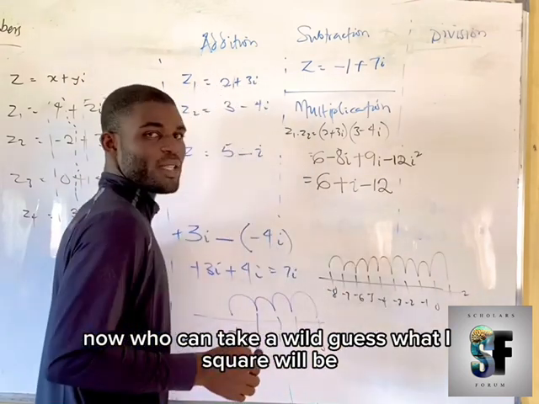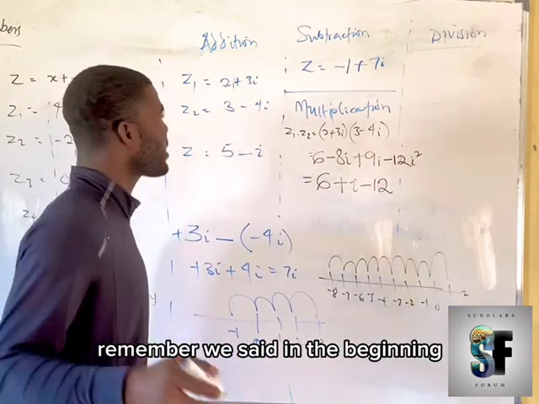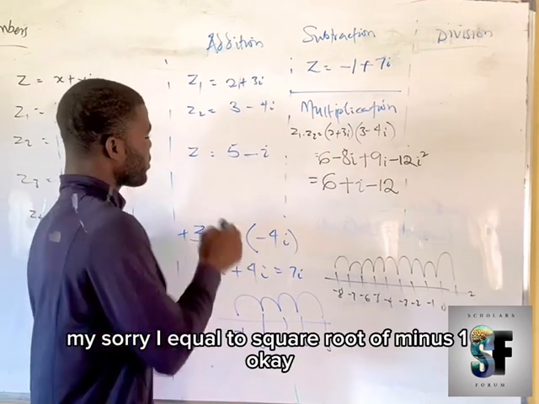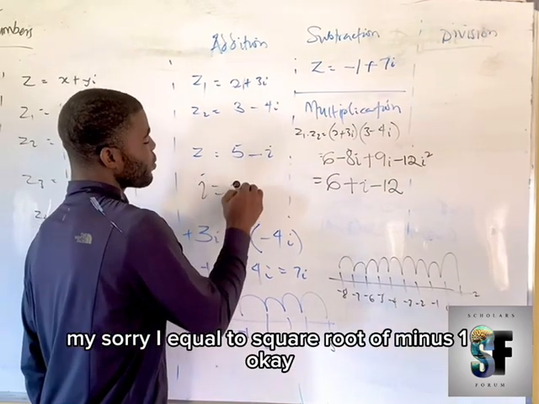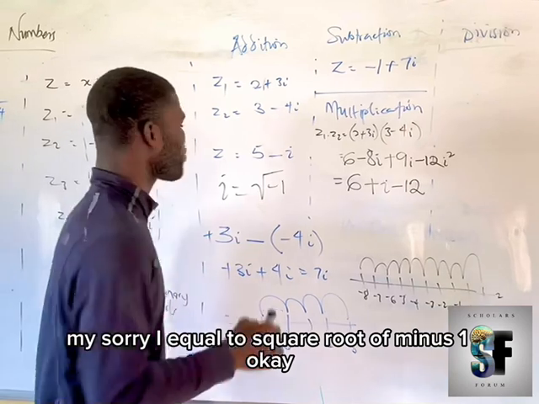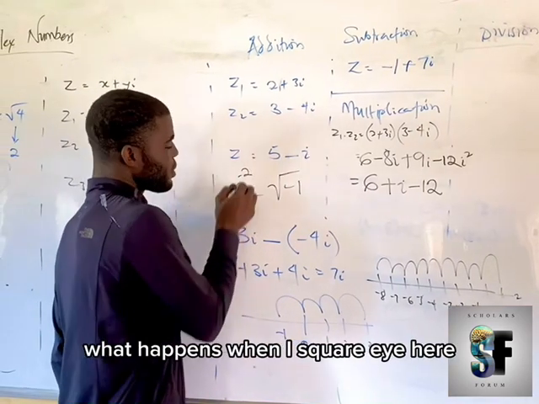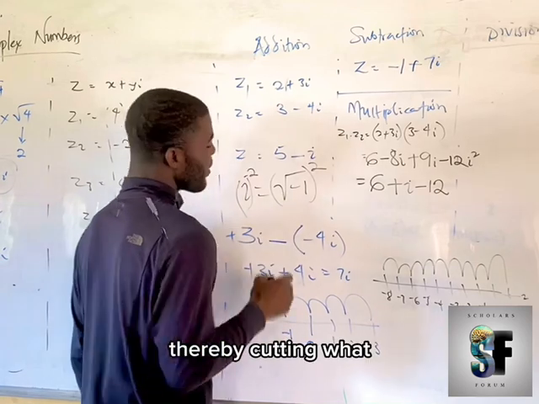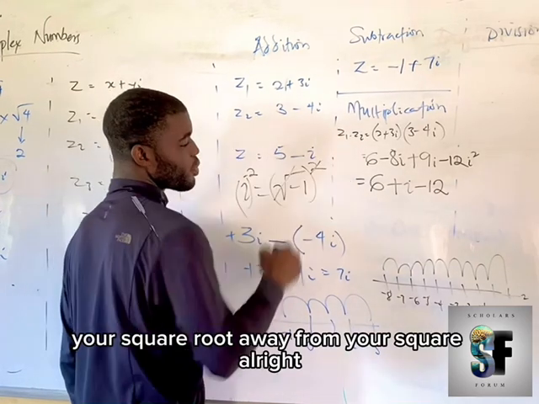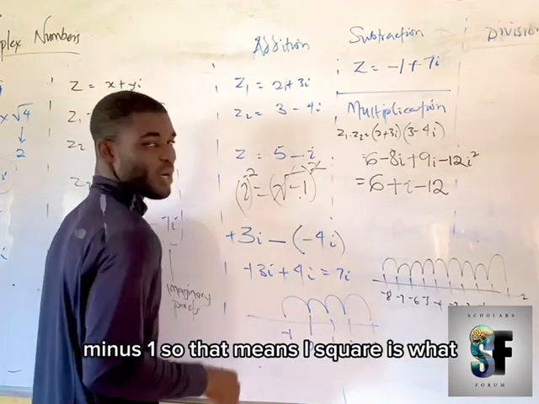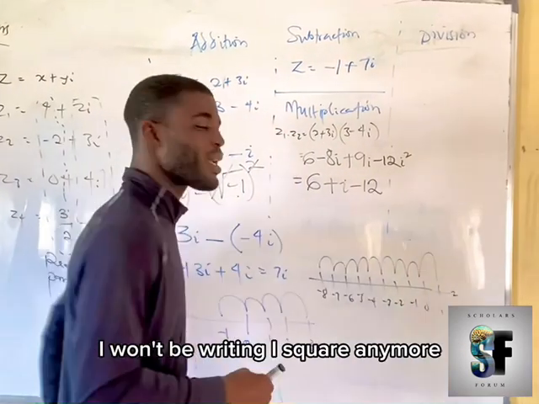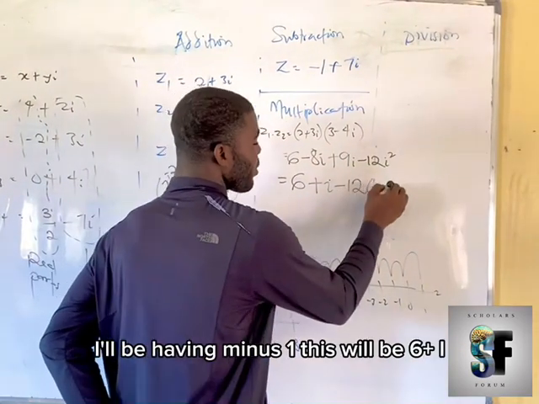Now who can take a wild guess what i squared will be? Remember we said in the beginning that in complex numbers, i is equal to what? i equals the square root of minus 1. Okay, so how about i squared? When I square i, the square root will also be squared, thereby cutting your square root away from your square, leaving with what? Minus 1. So that means i squared is equal to minus 1. So in this place here, I will not be writing i squared anymore. I'll be having minus 1.